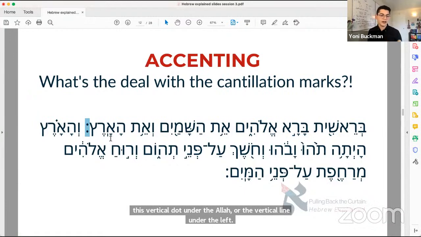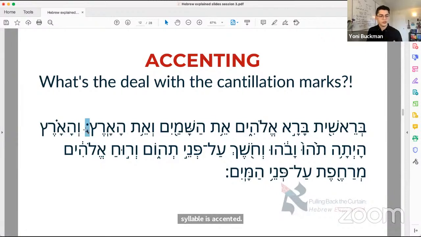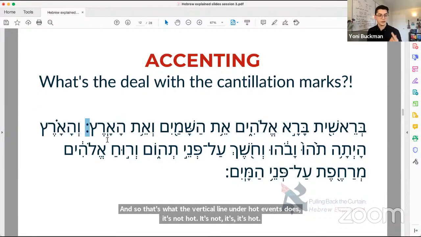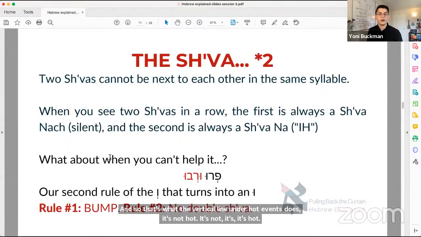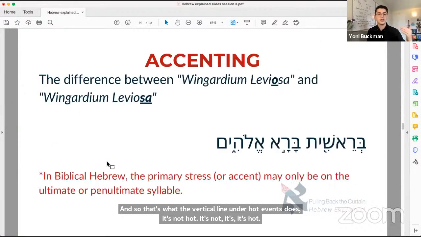It's not ha'aretz, it's not ha'aretz, it's ha'aretz. So it's telling you which syllable you accent. You've got that siluk, that vertical line under the aleph. So the sof pasuk, the colon at the end of the word, is just saying this is the end of the sentence and the end of the phrase. And the vertical line is actually the trope mark. That's telling you where you are accenting. Okay, so accenting, punctuation, musicality.